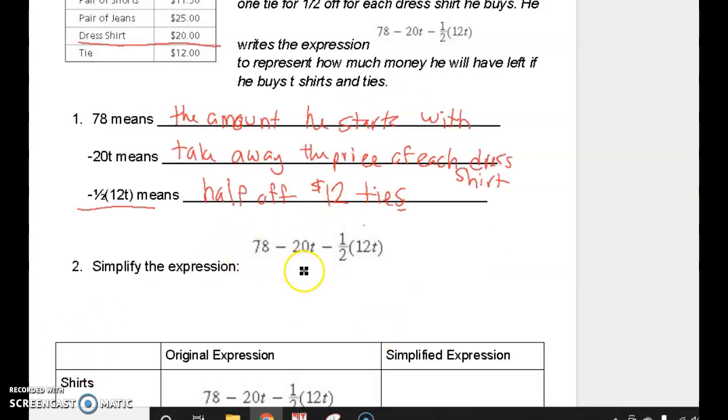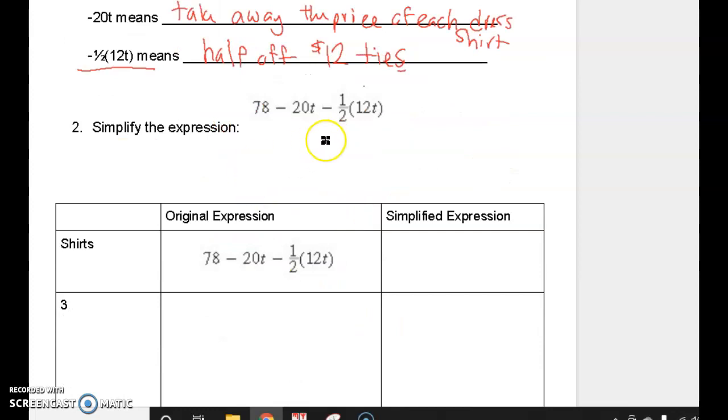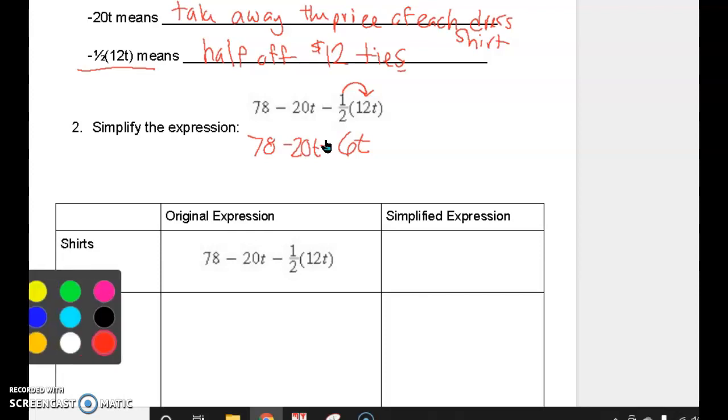So we're going to simplify this expression real quick, guys. Let's do distribution first, and then we can worry about like terms. So let's think about it. Half of 12, what's that? Alright, that's 6. So that's 6t. I'm going to keep my minus sign here. So I'm going to bring everything else down. 78 minus 20t. Okay, now let's look for like terms.